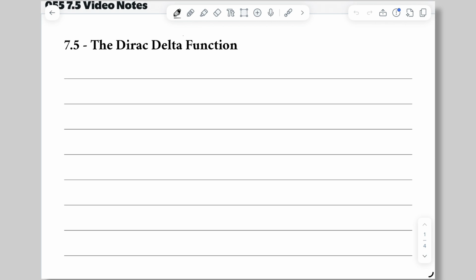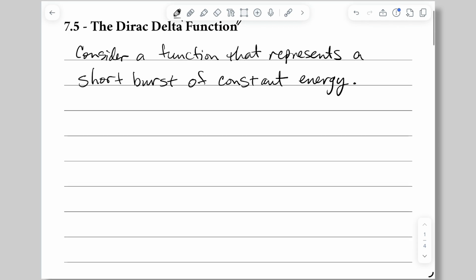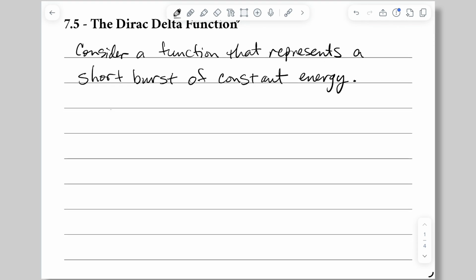We're going to see a new kind of function that's not really a function, so I'm going to put it in quotes. It's the Dirac delta function. But before we actually see it, we need to have some setup to see how it works. Consider a function that represents a short burst of constant energy.